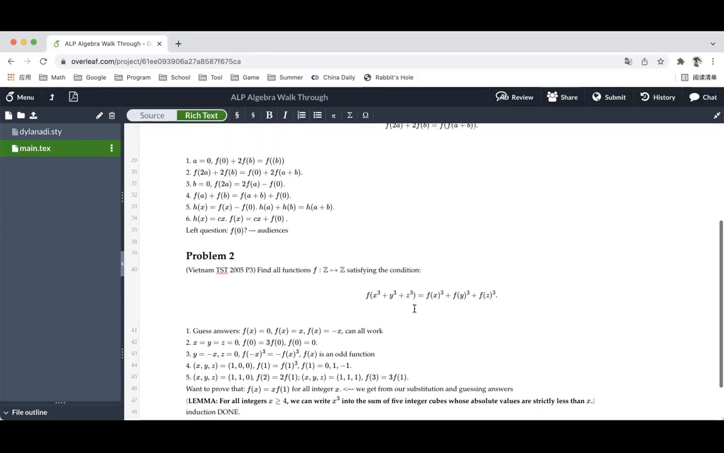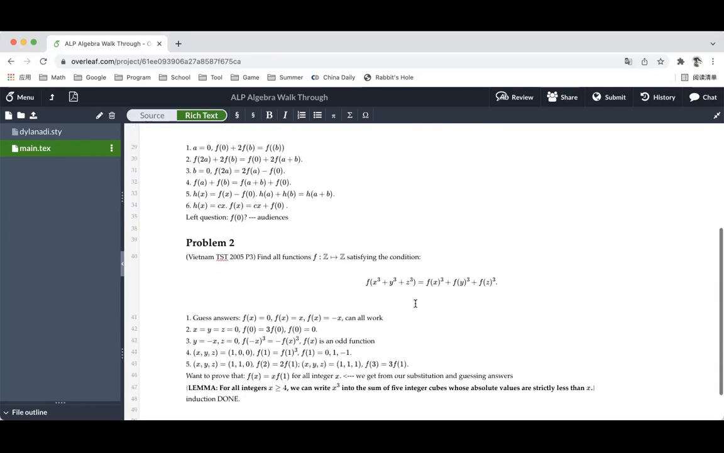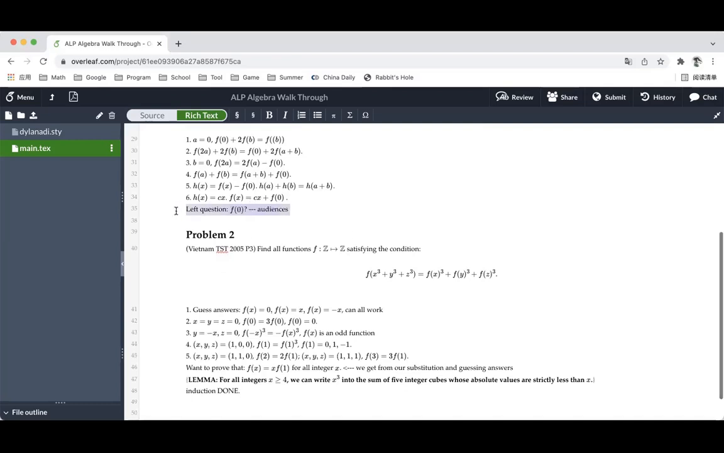So basically, there are two questions left. The first is, what is the value of f(0) in the first problem? And the second is, how can we prove the lemma here?